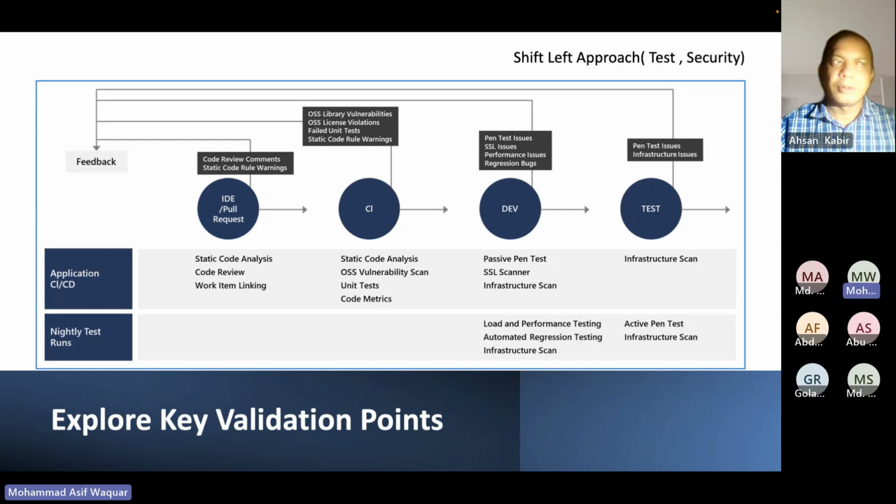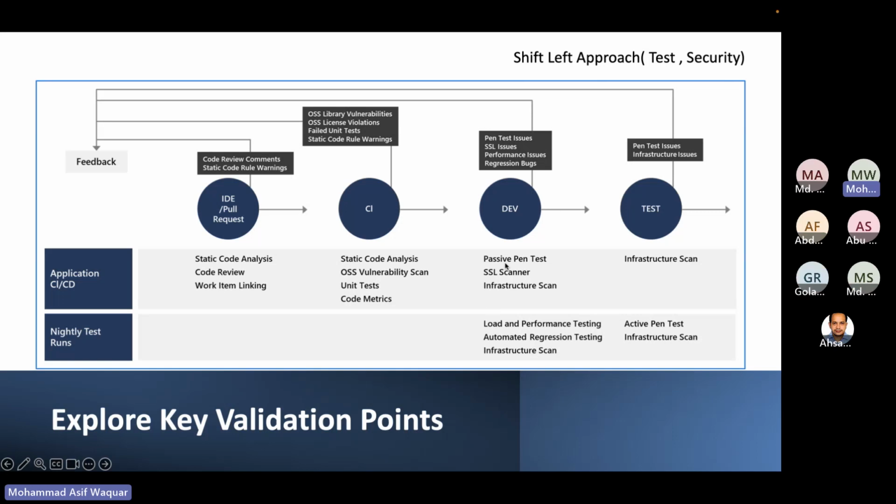Along with that, we also have manual checks at the different stages, such as the approval process called in the CI pipeline. So we have OSS vulnerability scan, unit test, and code metrics. In the dev stage, we have penetration test, a cell scanner, and infrastructure scan with the help of tools like Terrascan. There are also tests available during off-peak hours, maybe off working hours, you can say nightly tests for testing our load performance and automated tests.